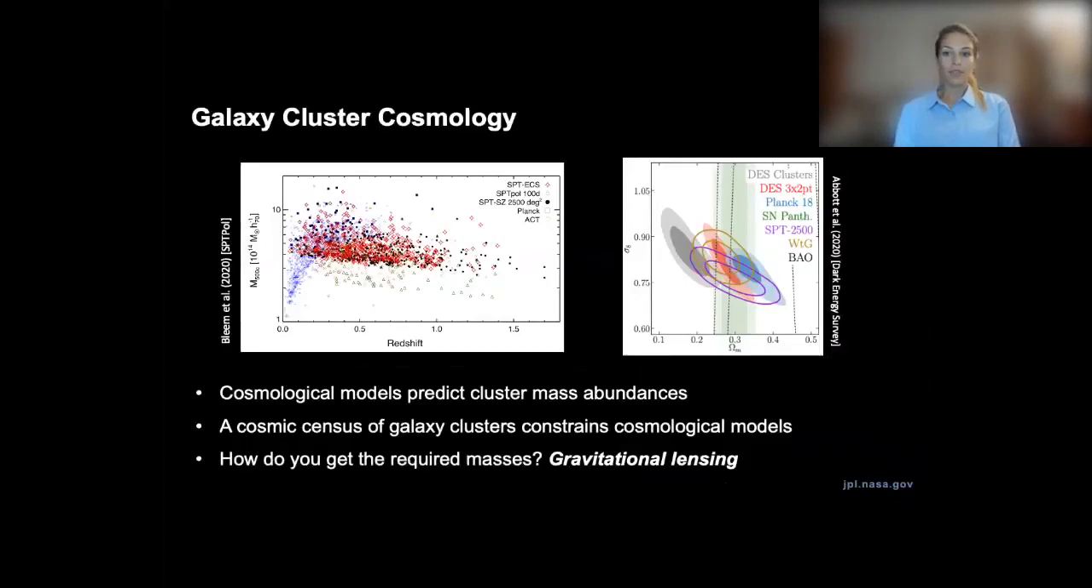Different models of the universe, different cosmological models, predict unique cluster mass abundances and number counts. So, measuring the abundance of clusters as a function of redshift and mass constrains cosmological models, which we usually parameterize with things like sigma 8 and omega m, the overdensity of the universe in a sphere of 8 megaparsecs, and the matter density of the universe.